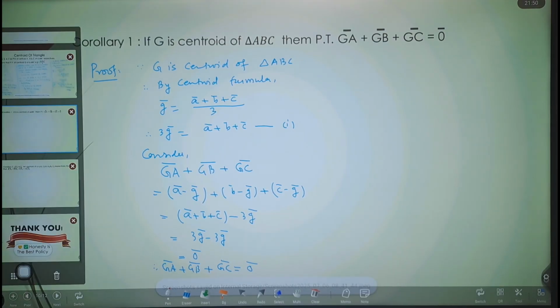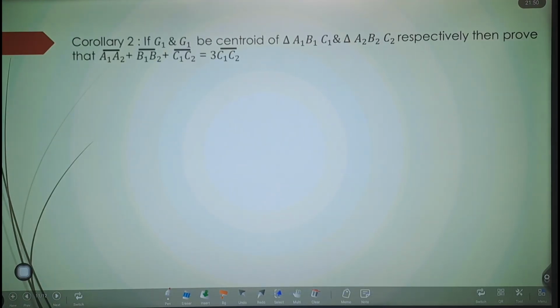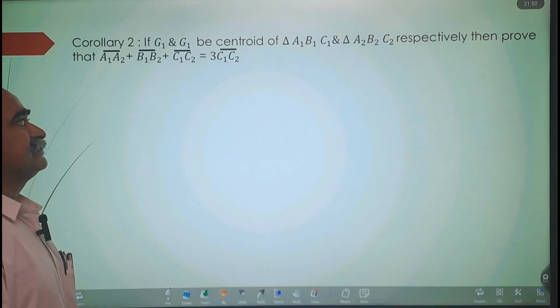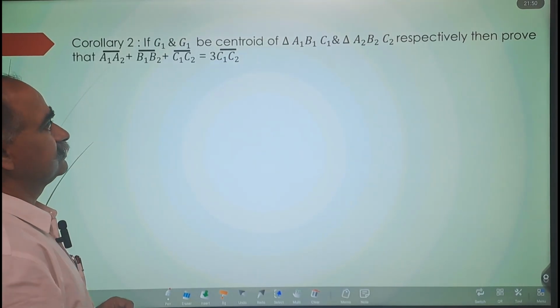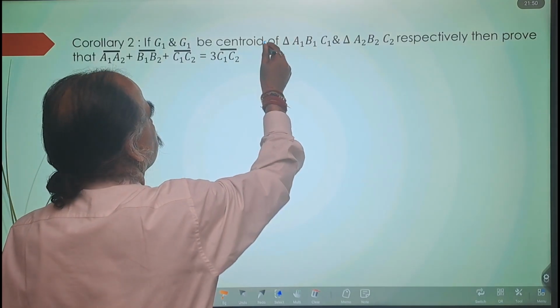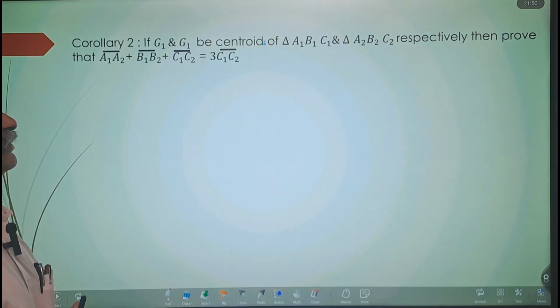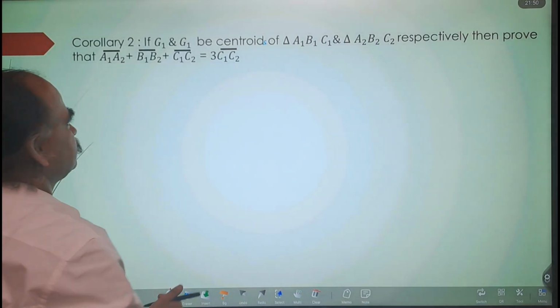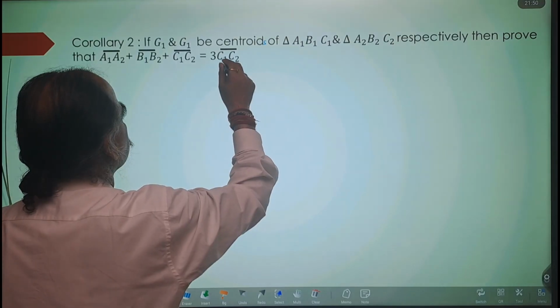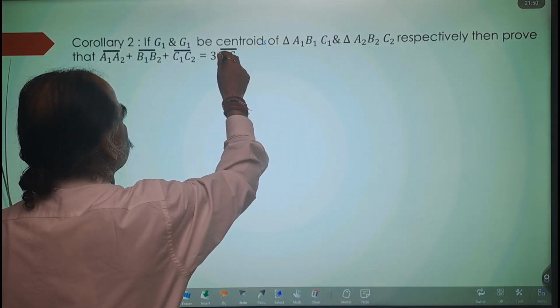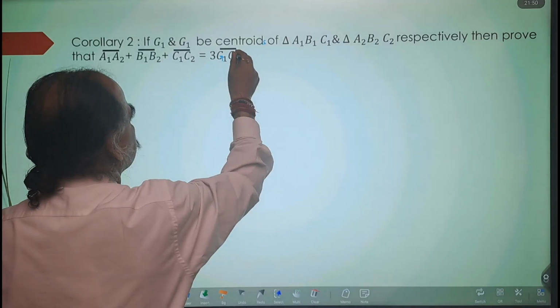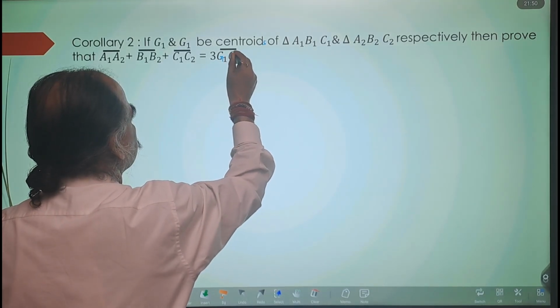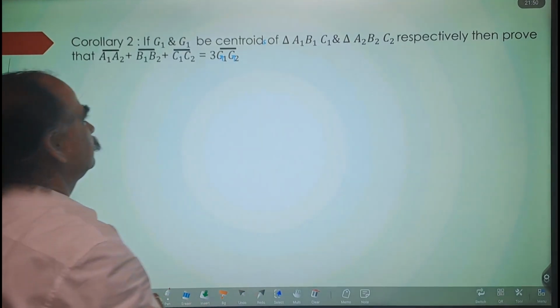The next corollary is, if G1 and G2 be centroids of triangle A1, B1, C1 and triangle A2, B2, C2 respectively, then prove that A1A2 bar plus B1B2 bar plus C1C2 bar is equal to 3 G1G2 bar.